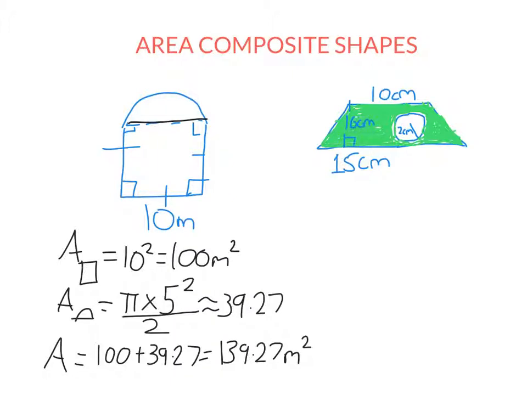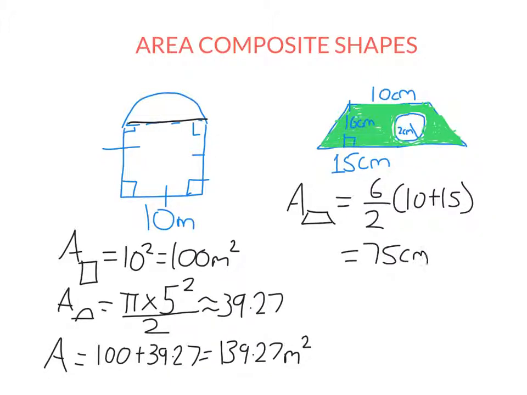Okay, so that was an example of two shapes stuck together. The other one is an example of where a shape has another shape cut out of it. So this time I won't add the areas, I will subtract. So lucky we had a video on the area of a trapezium, and you all know how to do that. So the area of a trapezium is perpendicular height divided by 2, multiplied by the sum of the two parallel sides. So I get 75 centimeters squared when you put that in your calculator.